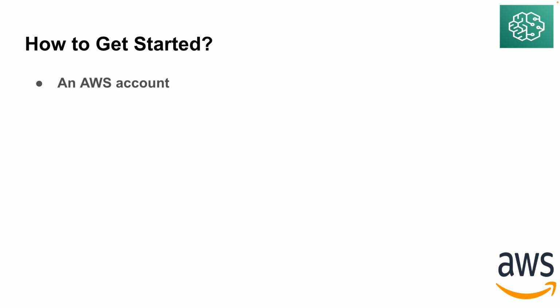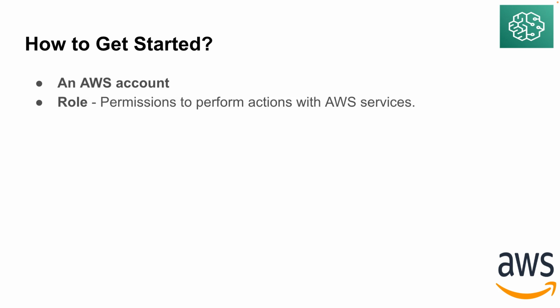How do you get started? First of all, you need an AWS account. This is the first thing. In upcoming videos, I'll show you how to create an AWS account. You need a role, a permission to perform actions on AWS services. If you're a data scientist, you've got a separate set of roles and permissions. Like you can read data from S3, you can launch some EC2 instances, and you could get certain instance types. So it's basically a permission: what you can do, what you can't do.